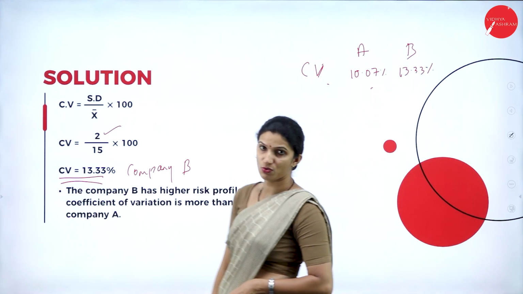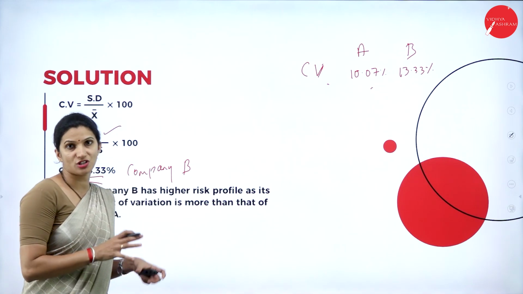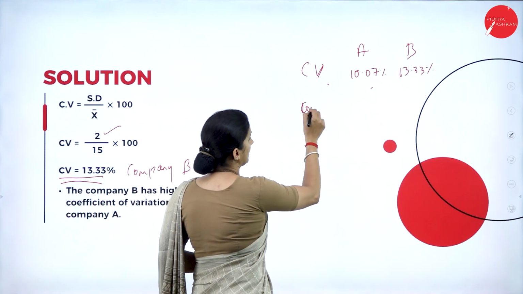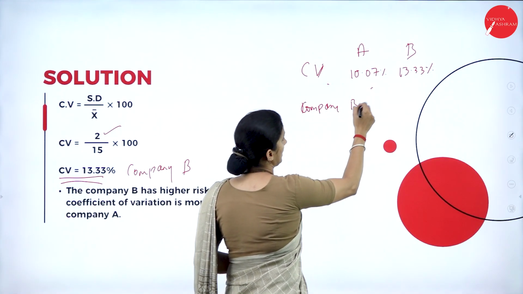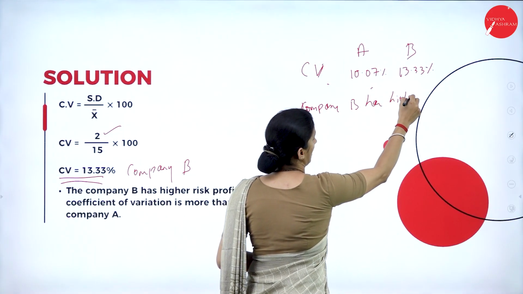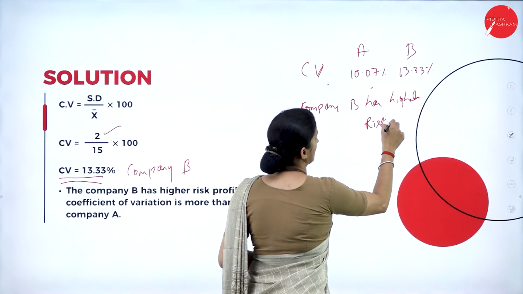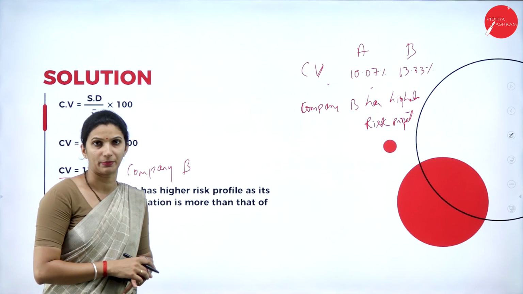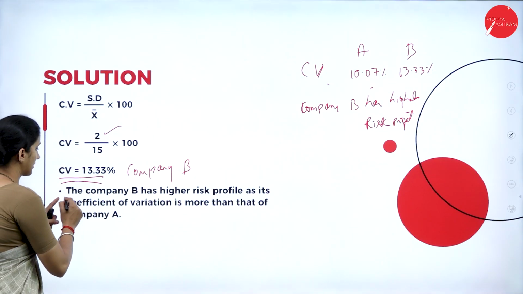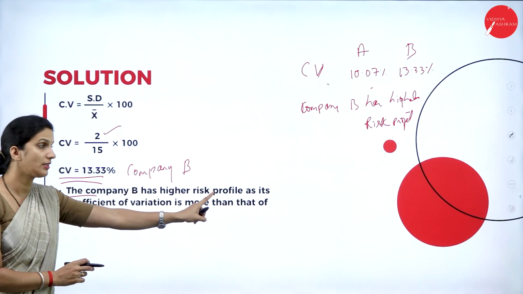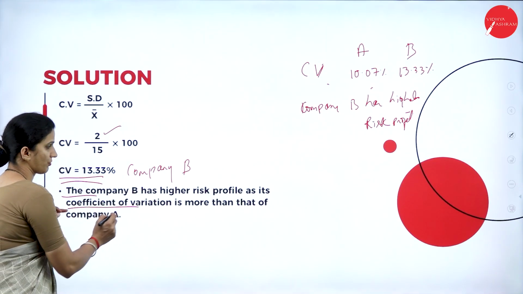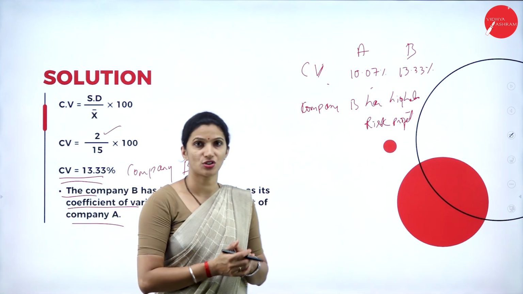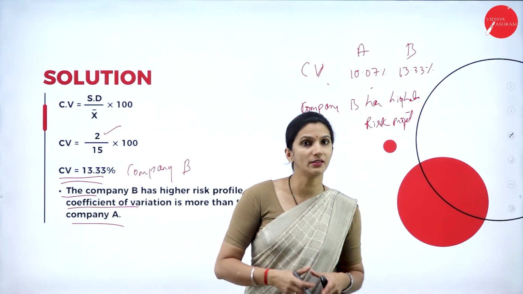By comparing these two, the question asked is which company has the highest risk profile. By comparing these, company B has the higher risk profile, as 13.33 is the highest. So we'll write the recommendation. Company B has a higher risk profile as its coefficient of variation is more than that of company A. Whichever company has the highest coefficient of variation will have the higher risk profile.